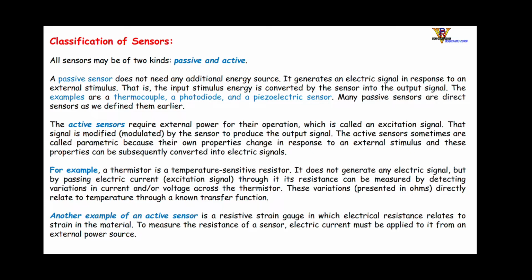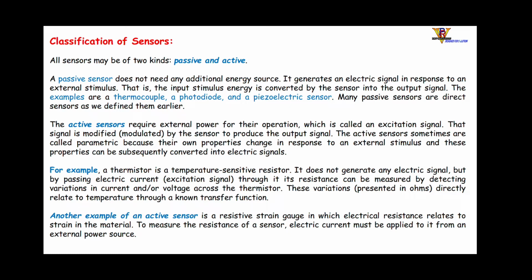The examples are a thermocouple, a photodiode, and a piezoelectric sensor. In a thermocouple, heat or temperature is directly converted into an electrical signal. A photodiode is the same thing: photons or light falling on the photodiode can be directly converted into an electric signal. So many passive sensors are direct sensors, as we defined them earlier.